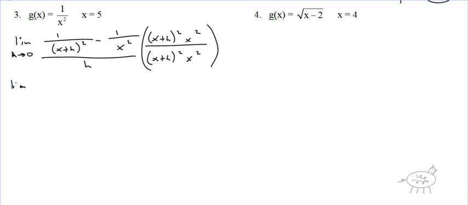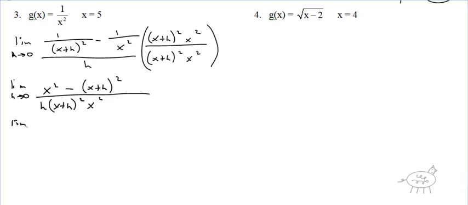So we get the limit as h approaches 0, and then if I multiply the first one out, the x plus h squared cancels and we just get x squared. And the x squareds cancel, and I get x plus h squared. And on the bottom, I get h times x plus h squared, x squared. Again, don't distribute that h. Please, don't do that. That's very bad.